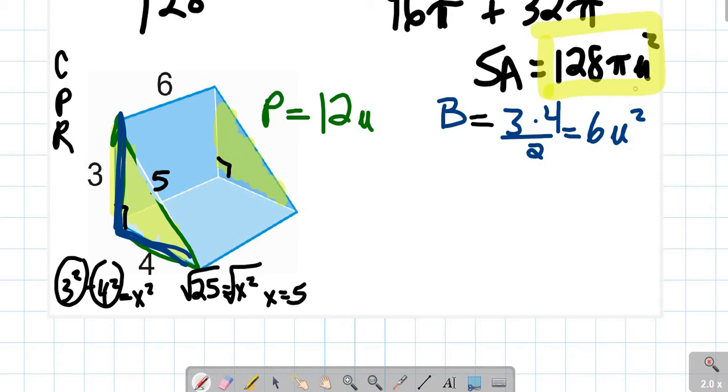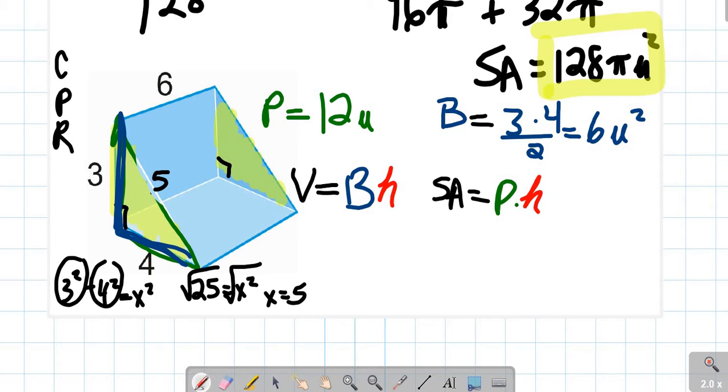Shade, trace, perimeter, base, equations. Circle, plug, chug. So our volume equation here is base times height. Our surface area equation is perimeter times height plus 2 of the bases.